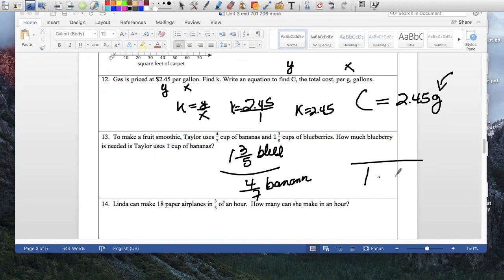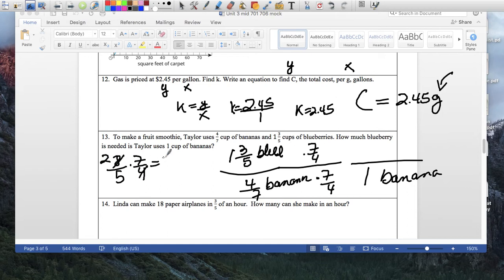So what happens if I have 1 cup of banana? How much blueberry would I need? Well, multiply this by 7/4 and multiply the top by 7/4. You have a calculator, make use of it. I don't, so I'm going to multiply it. I'm going to change 1 3/5 to 8/5 and then multiply by 7/4. Simplify, and I'm going to get 14/5 or 2 4/5, which is the same thing you should get on your calculator. So if I have 1 cup of banana, I would need 2 4/5 cups of blueberries.